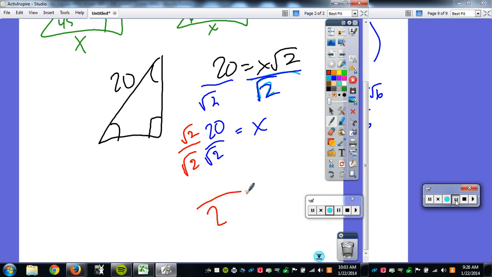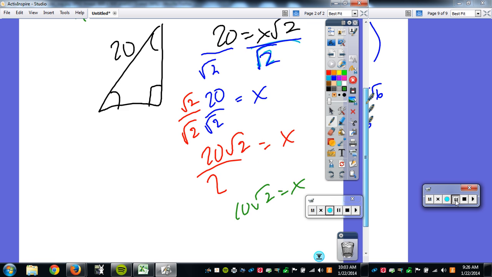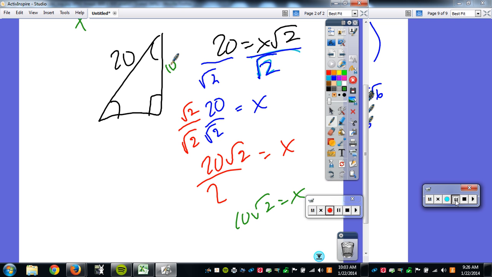And what's square root 2 times 20? 20 root 2. Is that my answer? And what does 20 and 2 have in common? 2, so that is 10 root 2. So going back up to our triangle, I know this side is 10 root 2 as is this side. Everybody understand that?